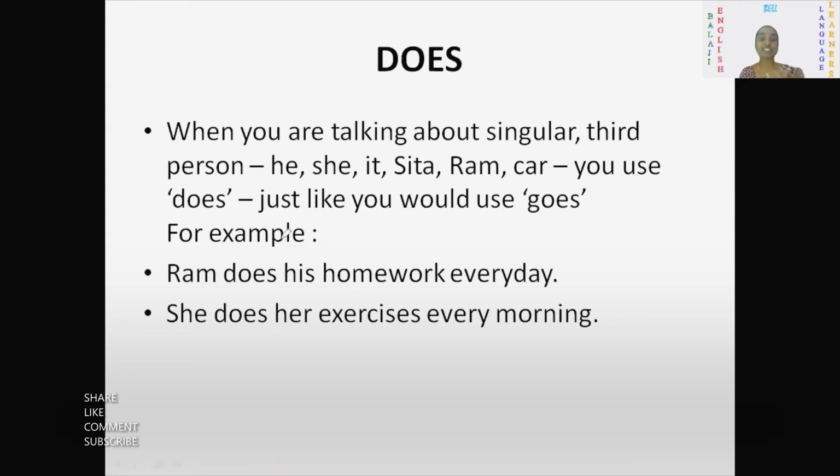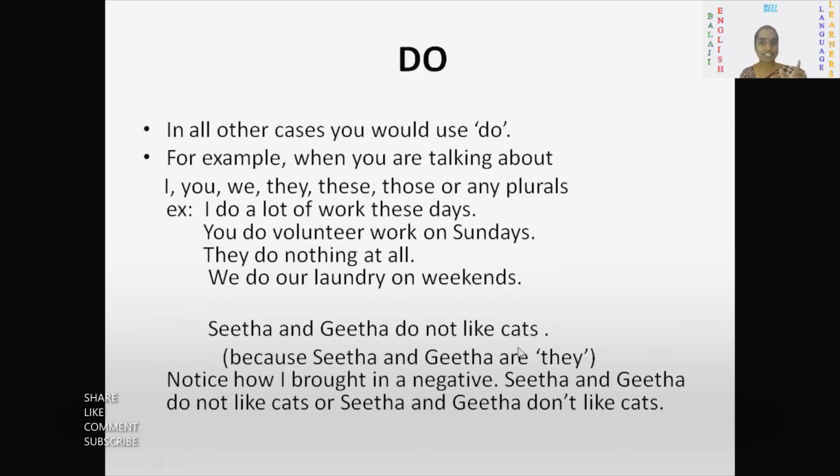Okay, she does her exercises every morning. Every morning she does her exercises. That means what here? Does. Again, she is singular in count and third person again. Next, when we move on to the next one, do. Does completed. Now do. In all other cases, we use do only, other than does. For does, we use third person as well as singular form. But for do, we use it in other cases.